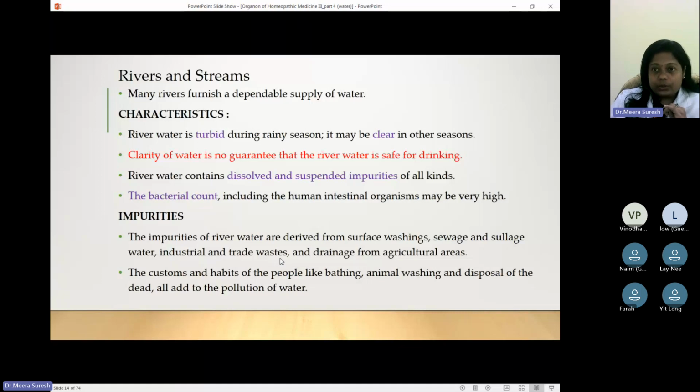But we know that in some parts of the world, it is easily possible that industries or factories have their outlet pipe directly entering some part of the river, throwing out their waste water, the trade waste, into the rivers, and also drainage from the agricultural areas. The customs and habits of the people, like bathing, animal washing, and disposal of the dead, all add to the pollution of water.